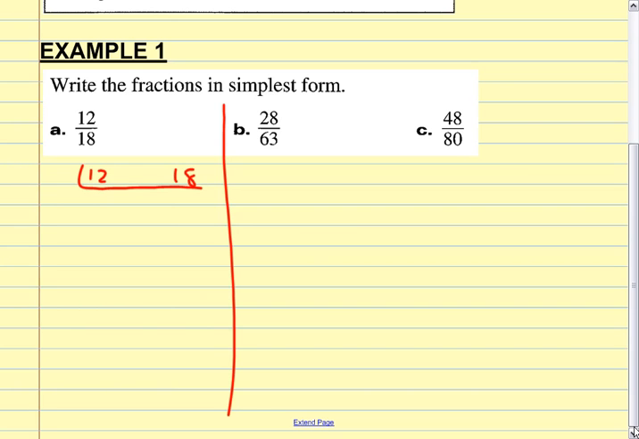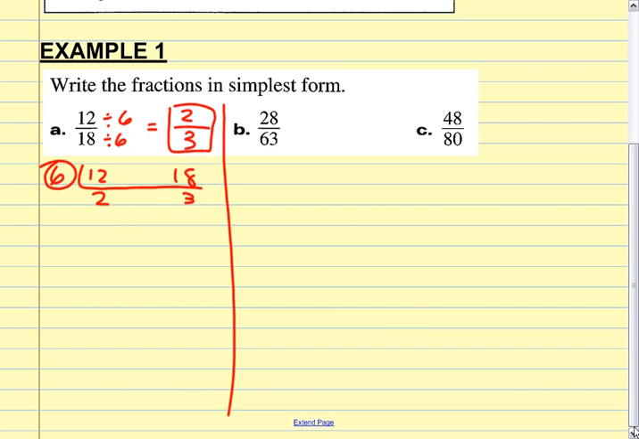Okay? Let's see. Emily, what number goes into 12 and 18? 6 does. 6 times what gives me 12? 2. And 6 times what gives me 18? 3. Is there anything that goes into 2 and 3? Not other than 1. So what's the greatest common factor of 12 and 18, Emily? 6. So I need to divide the top by 6 and the bottom by 6. And what do I get, Emily? 2/3. Now that fraction's reduced.